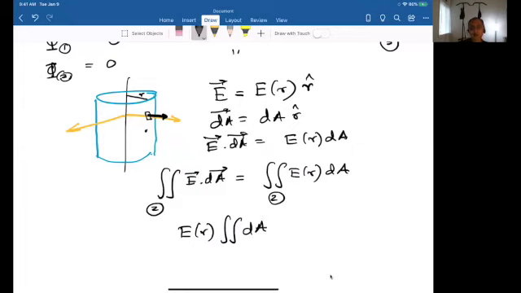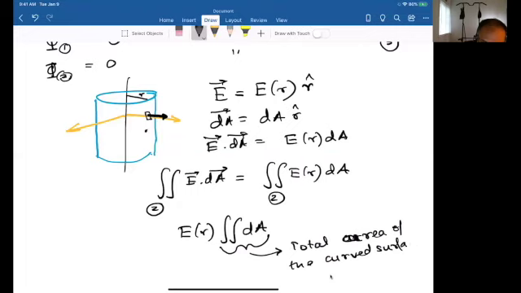Now, we know how to figure out the meaning of the surface integral of dA. It is simply the sum of all these little patches of area on the curved surface of the cylinder. So the surface integral of dA will just give you the total area of the curved surface, which is surface 2. And what is the area of the curved surface of a cylinder? It's 2 pi r multiplied by L. So length is L, and the area is 2 pi rL.